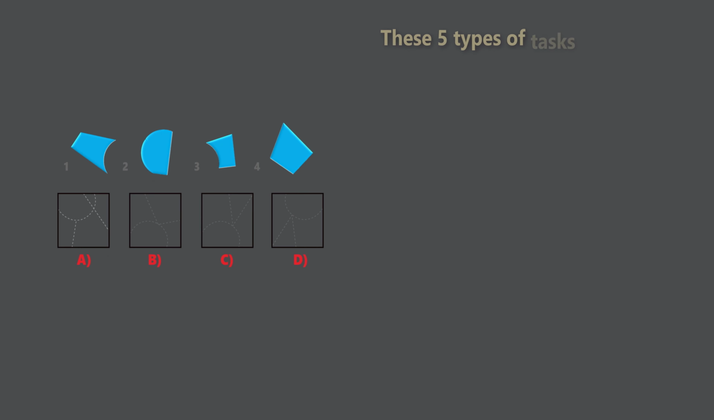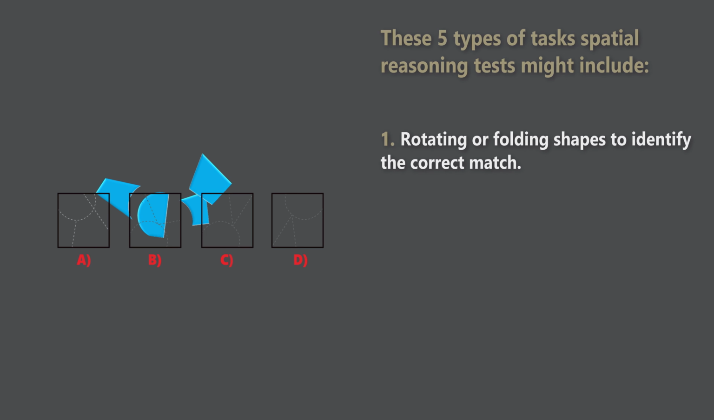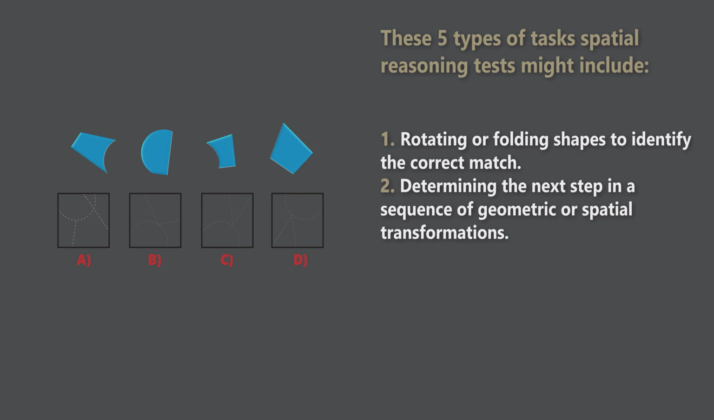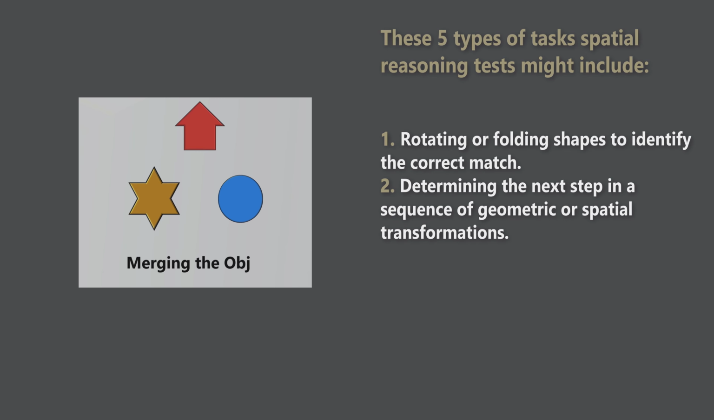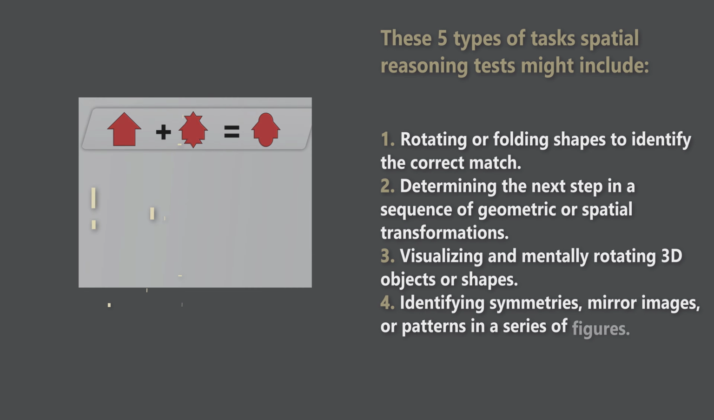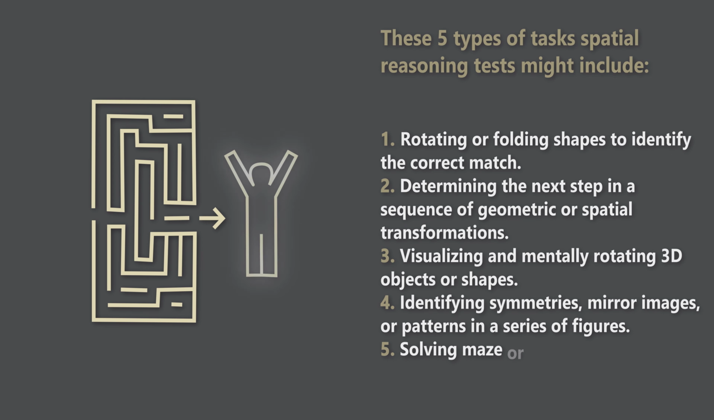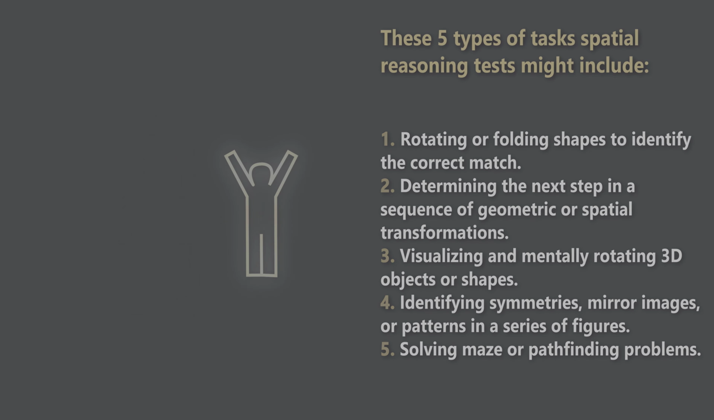There are usually 5 types of tasks spatial reasoning questions might include. Number 1 is rotating or folding shapes to identify the correct match. Number 2 is determining the next step in the sequence, geometric or spatial transformation. Number 3, visualizing or mentally rotating 3D objects or shapes. Number 4, identifying symmetries, mirror images, or patterns in a series of figures. And last but not least, number 5, solving maze or pathfinding the problem.